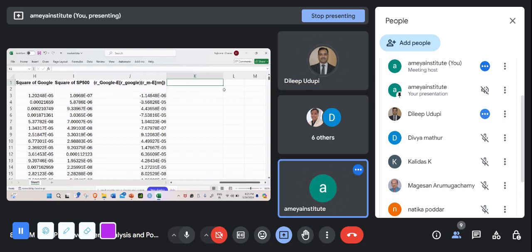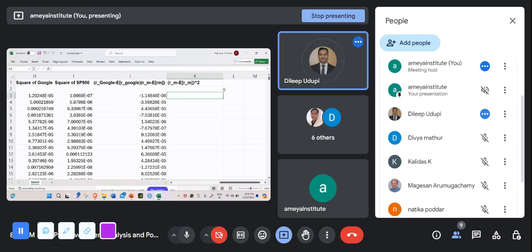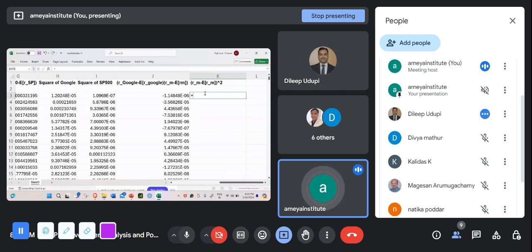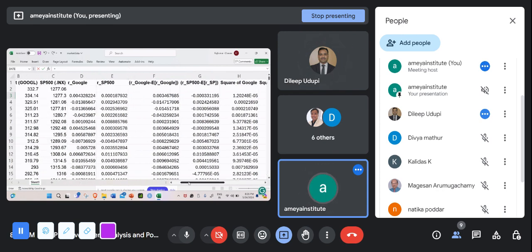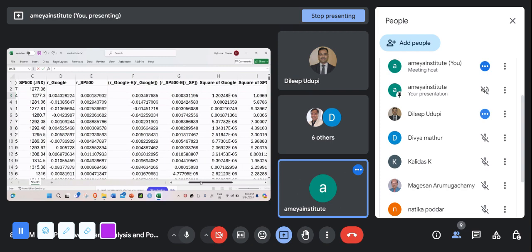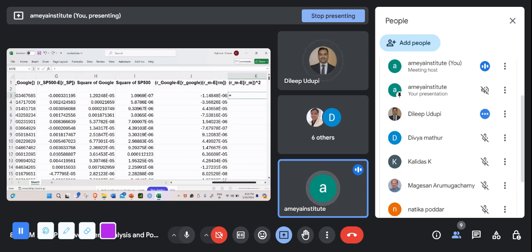What will be one more next column? Variance of market, right? So it means R underscore M minus E, open the bracket, R underscore M, bracket close, to the square of 2, right? So it means I'm taking variance of market. So shall we? So how to calculate that column? Is equal to RM minus ERM, right? So what is the RM minus ERM? RM minus ERM square. So it means this value square, right?